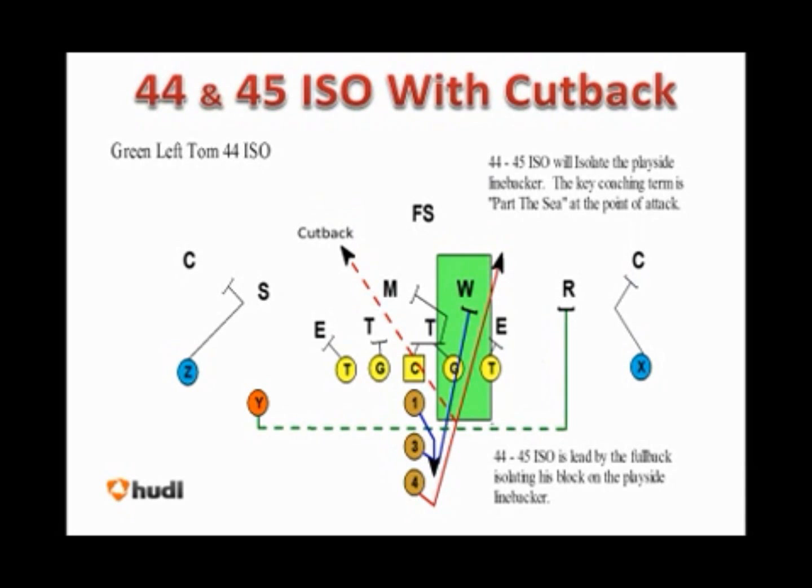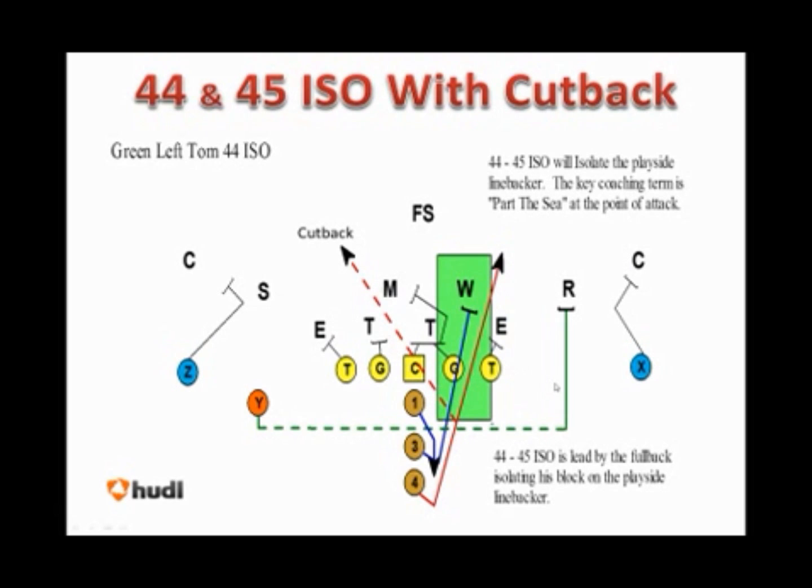44 and 45 ISO. We're going to build this play as 2 plays in 1. All right, we know right now, because it starts with a 4, the tailback is going to get the ball. Because the second digit is a 4 and a 5, we're going to part the C at the point of attack. All right, so what we've got going here is we're going to have the ISO scheme, and we're also going to build into this scheme the cutback.